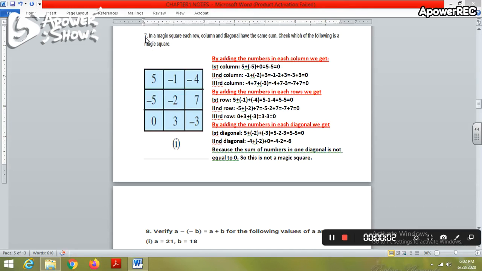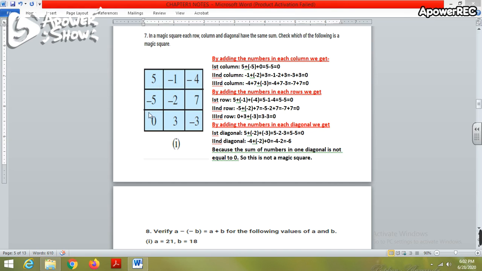Question number 7. In a magic square, each row, column and diagonal have the same sum. Check which of the following is a magic square. So I am doing the first part of question number 7. Here you have a square. You have to check whether it is a magic square or not. It is a magic square if the sum of the numbers in each row, in each column and in both the diagonals is equal. So now let's find out the sum of numbers in each column.